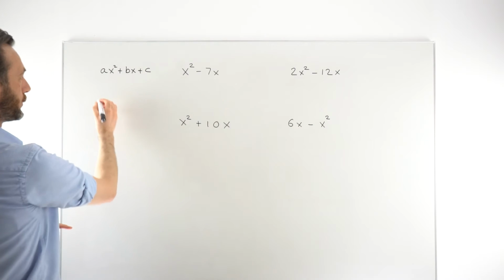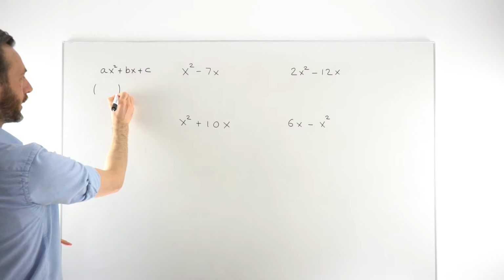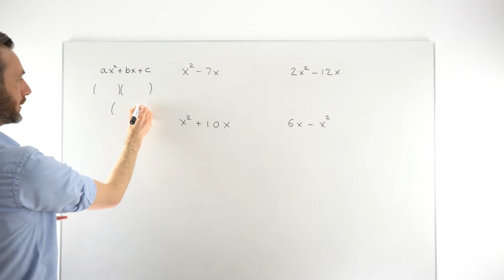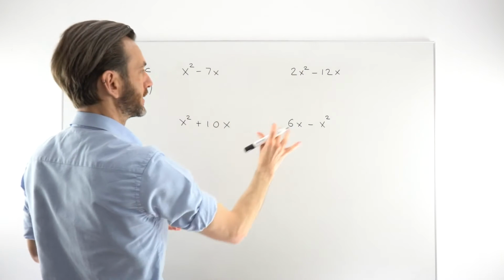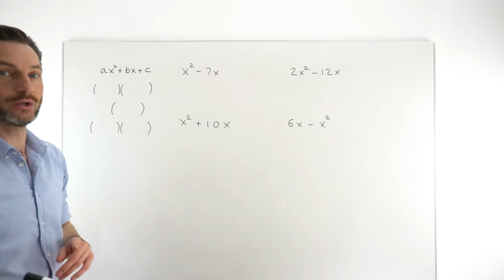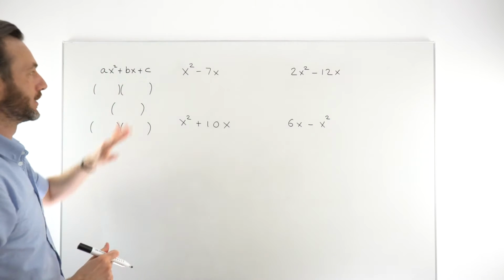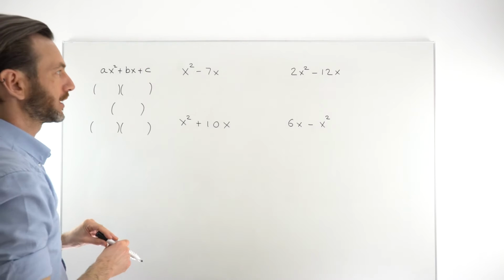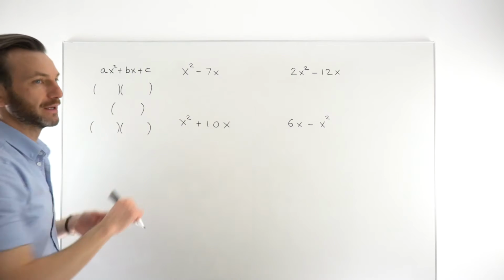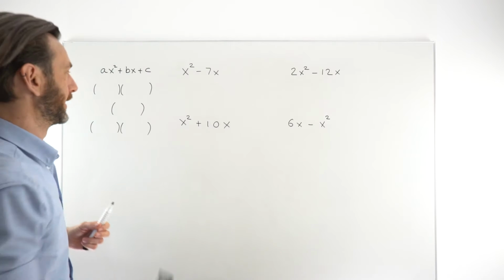So there's three options with these guys. They either factorize into two brackets as a trinomial. They factorize into one bracket using a common factor, and that's what we're going to look at today. Or they factorize into two brackets as a difference of squares. So three different ways that these quadratic expressions can factorize, depending on the original structure. So we're looking at this kind of middle option today.